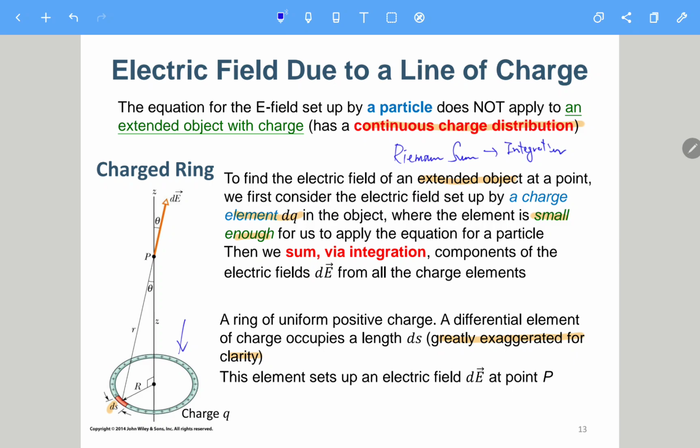Okay, so this element sets up the E field dE at point P. For this part ds, it will have a charge amount dq there. This dq we can consider as a discrete charge. It will generate the E field dE at point P we are concerned with.